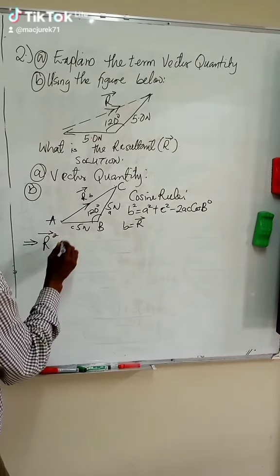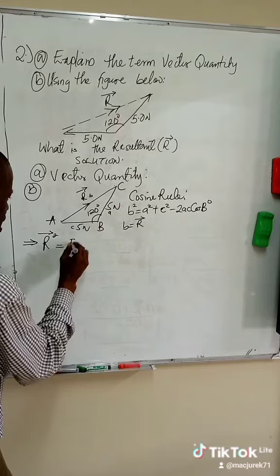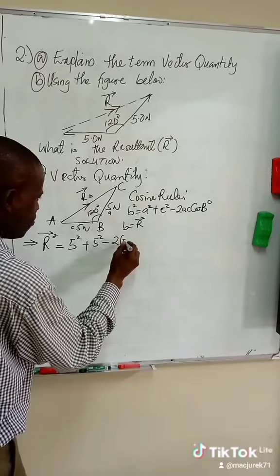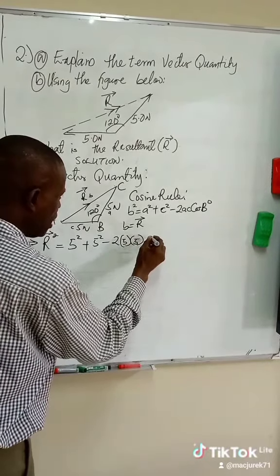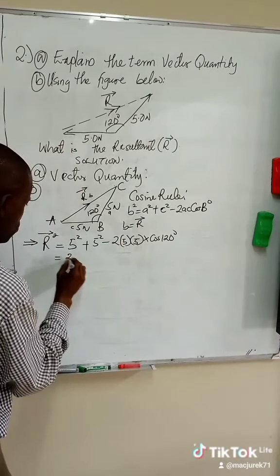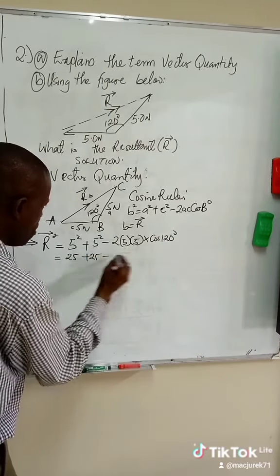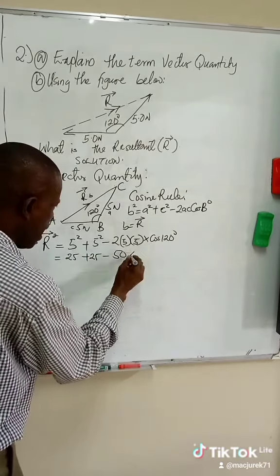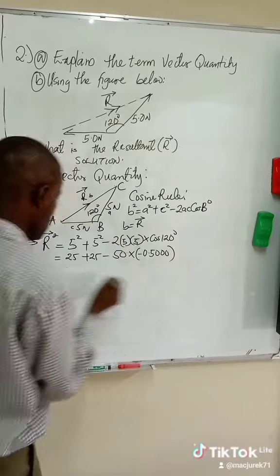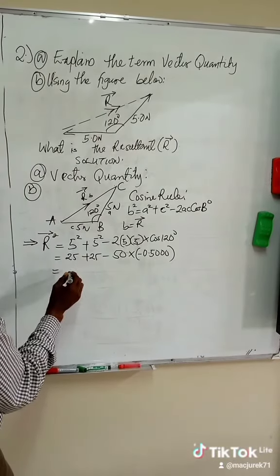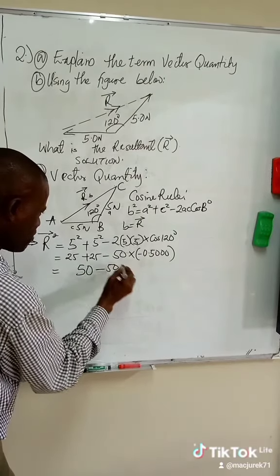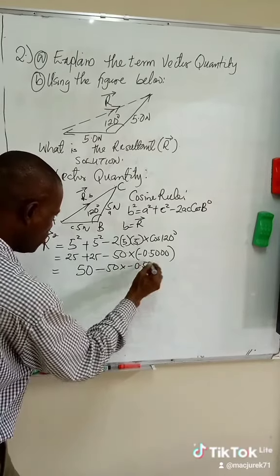So I can come here straight away. My resultant squared is equal to my small a, which is 5, squared, plus my small c, which is also 5, squared, minus bracket 5, another bracket 5, and then multiplied by the cos of 120 degrees. This becomes 25 plus another 25 minus 50, multiplied by cos 120, which gives me minus 0.5000, so it is 50 minus 50 multiplied by minus 0.5.